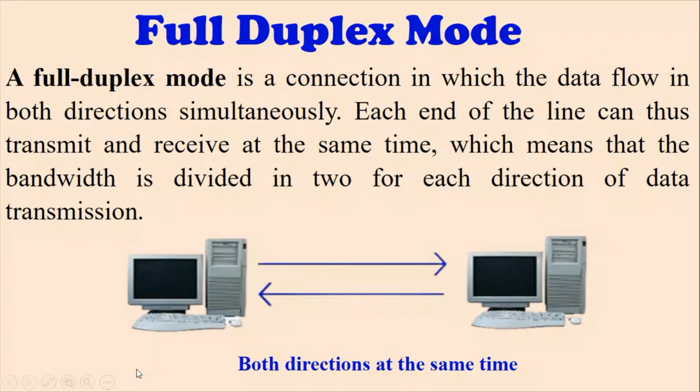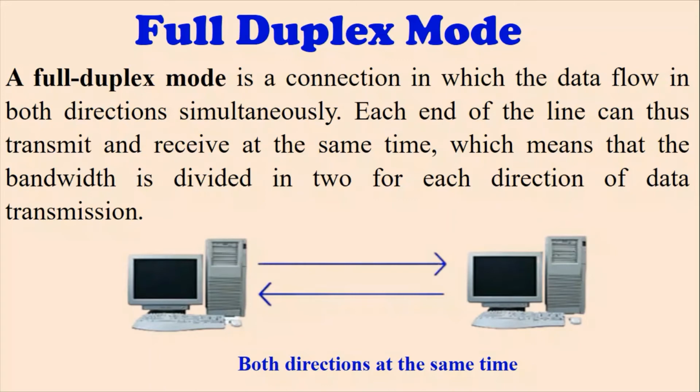As we can see in the example of this full duplex, there are two computers and both computers are sending and receiving data at the same time, in both directions at the same time. So this one is an example of full duplex. Another example of full duplex is mobile phone communication. In mobile phone communication, we are sending and receiving data simultaneously. So that one is called full duplex.